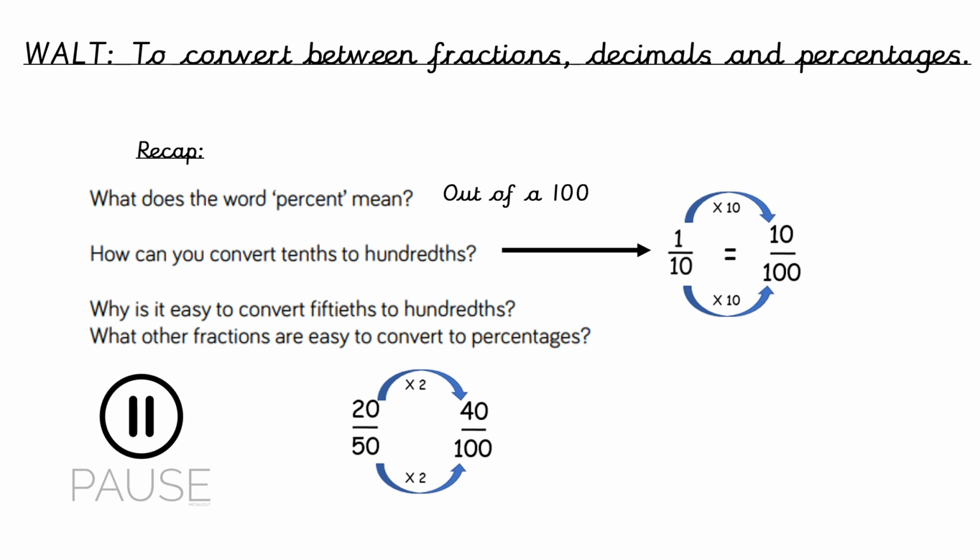And then it says what other fractions are easy to convert to percentages. So there's a range of different possibilities there. It's anything that is easy to multiply the denominator to get to 100. So for example, if it was 20ths, you should know that to get 20 into 100, you times it by 5. And just remember that whatever you do to the bottom number, the denominator, you need to do to the numerator.